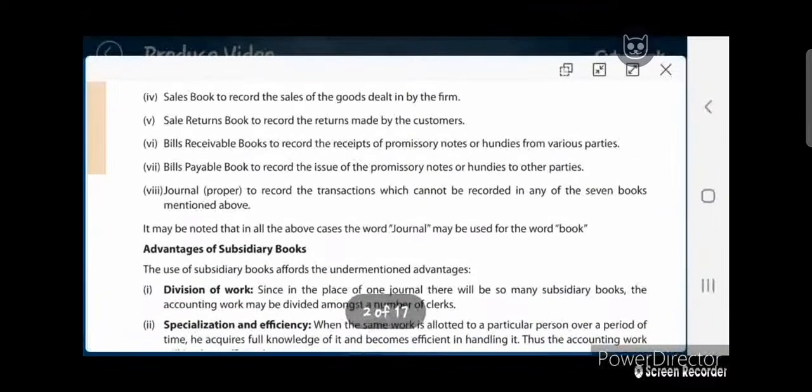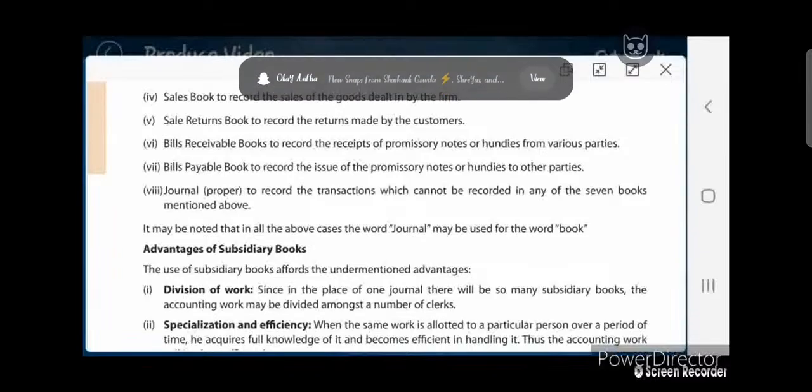Next is the sales book. The sales book is to record sales of goods dealt in by the firm. It is for the recording of the sales of the goods. You have to record all the sales of the goods.